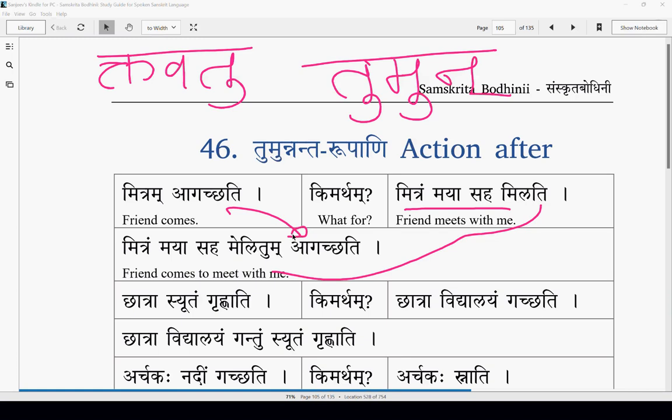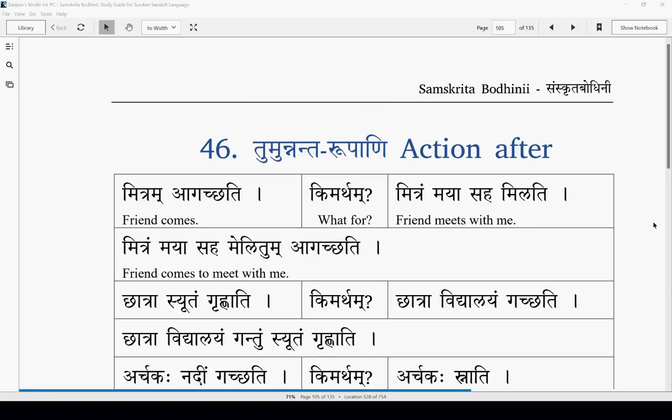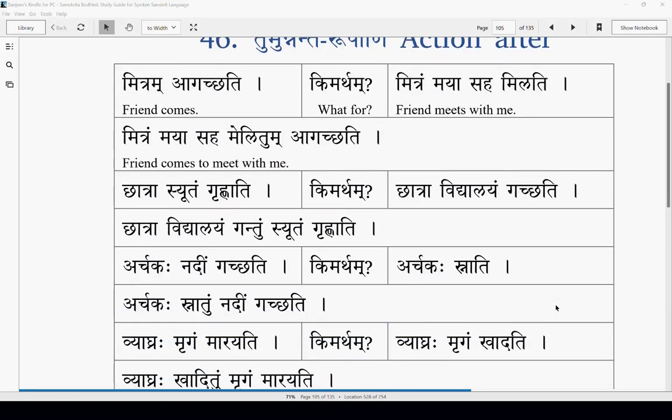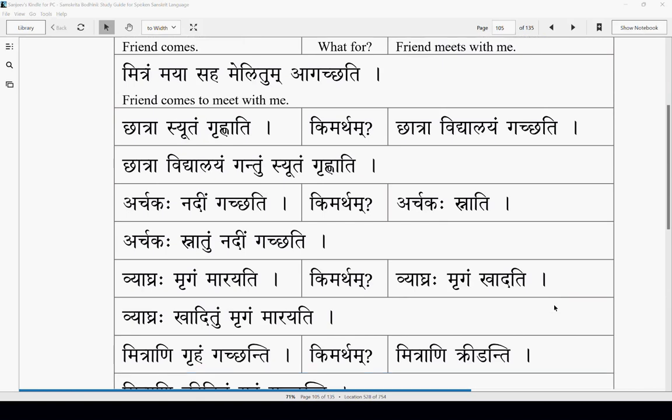So next one is chhatra syutam grihnati, kimartham chhatra vidyalayam gacchati. Chhatra vidyalayam gantum, gacchati changes to gantum, then syutam grihnati. So gantum, to go. The going action is happening later, and grihnati, the taking action, is happening first. Okay. So what is syutam? Syutam means bag. Chhatra vidyalayam gantum syutam.